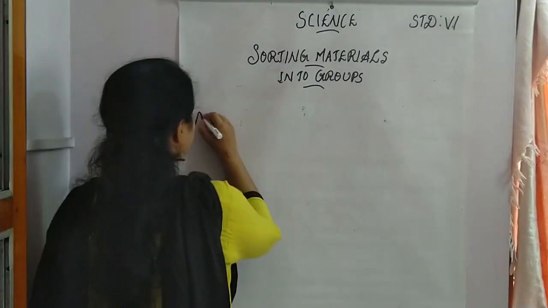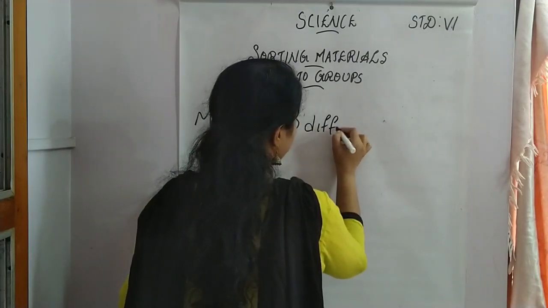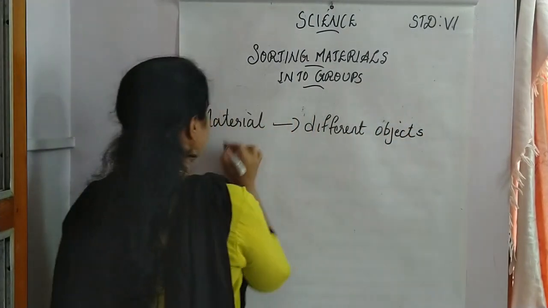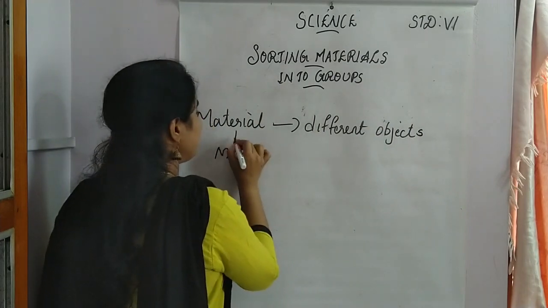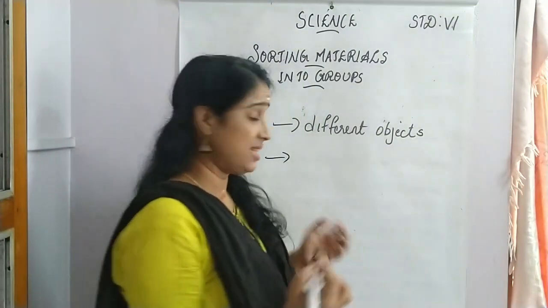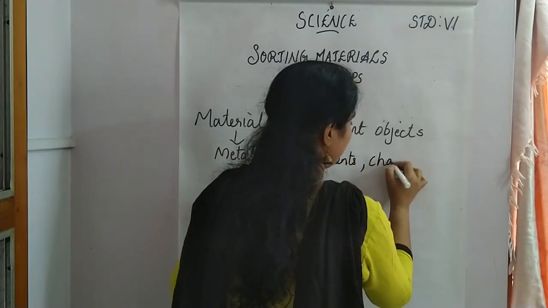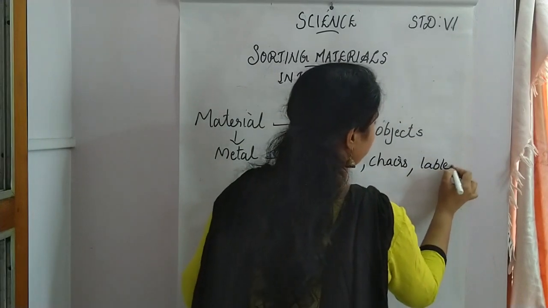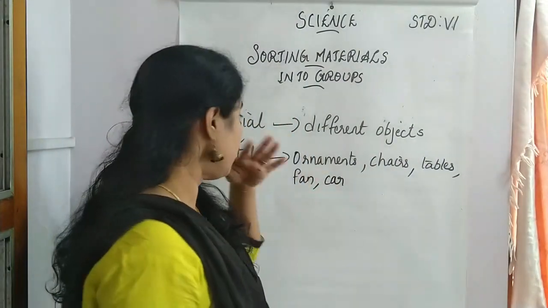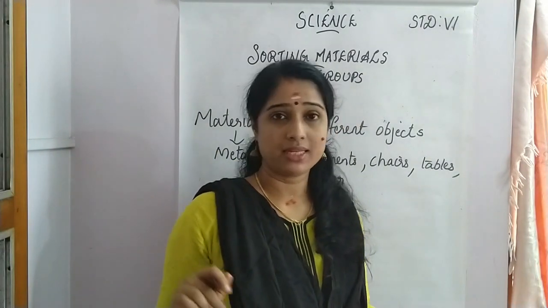Now we can say that by using a single type of material, we can make different objects. For example, metal is a material. By using metal, what all things can we make? We can make ornaments; gold is a type of ornament you can make. Then metal chairs, metal tables, fans, the car. Likewise, so many different objects are made up of metal. Different types of metal objects are seen around us.